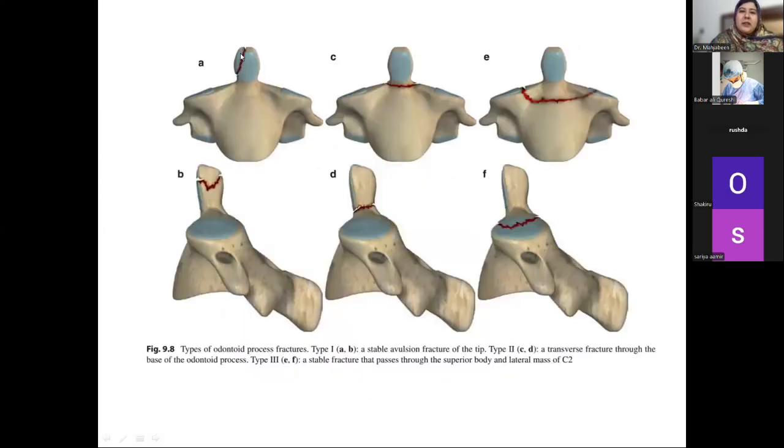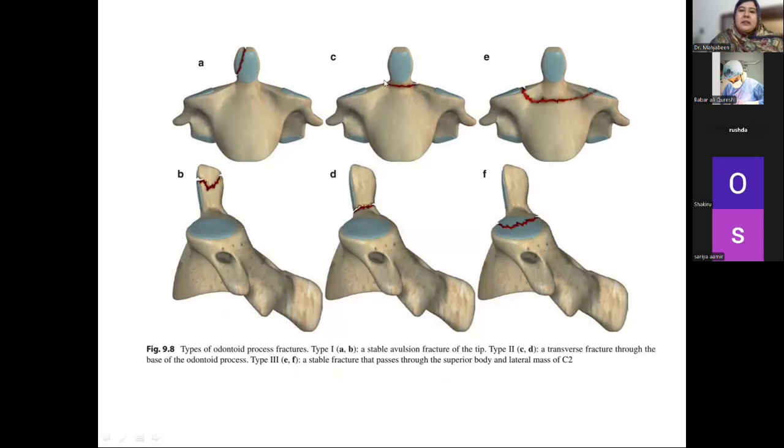So again, we can see this is the tip. This is the front view, the coronal view, and this is the sagittal view, the lateral view. So again, the tip of the odontoid, here also we can see the tip of the odontoid. So that's a type 1 fracture.